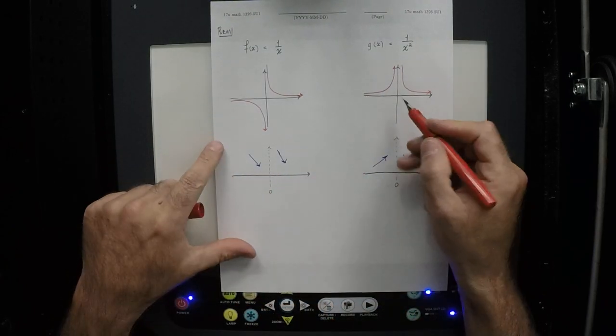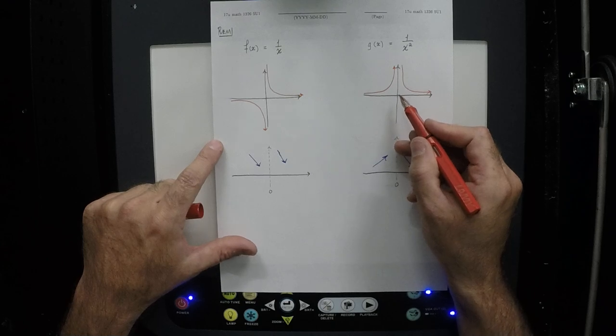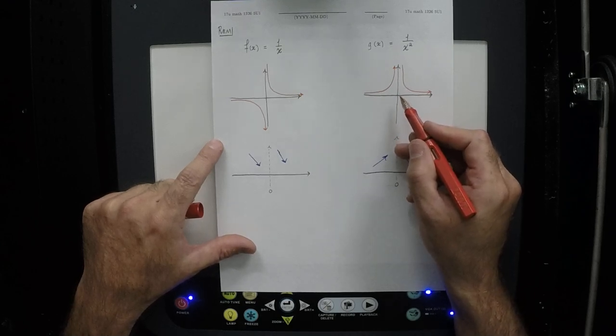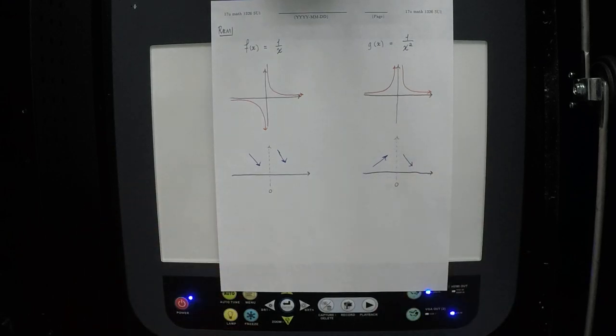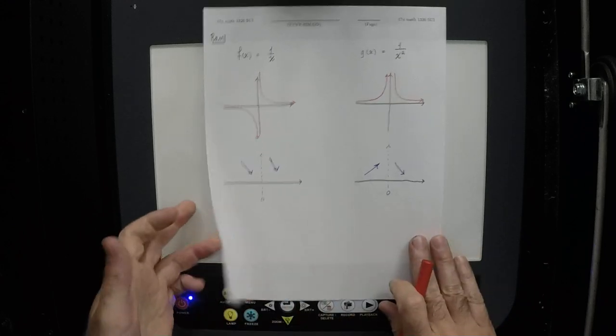How about this point right here? Is that point a relative extremum? No, for a very simple reason. It's not even there. It's not even a point. Of course it's not a relative extremum, because it's not even a point in the first place. Good. Any question about this? Okay. Now, what about the second derivative?